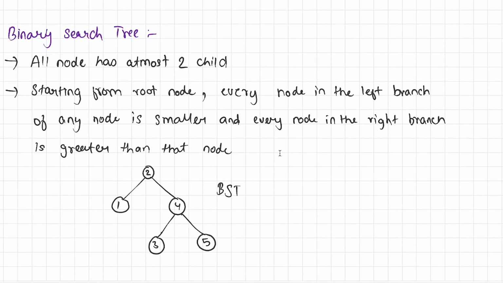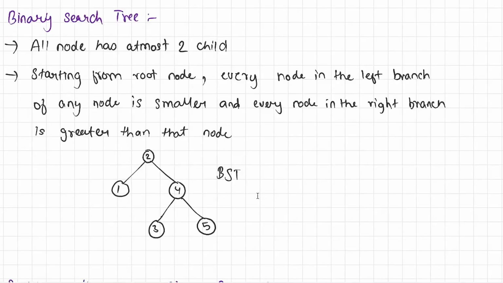But anyway, I will give a quick recap of what is binary search tree. So a tree is said to be a binary search tree if that tree satisfies these two properties. The number one property is all nodes have at most 2 children, and the second property says starting from the root node, every node in the left branch of any node is smaller and every node in the right branch of that node is greater.